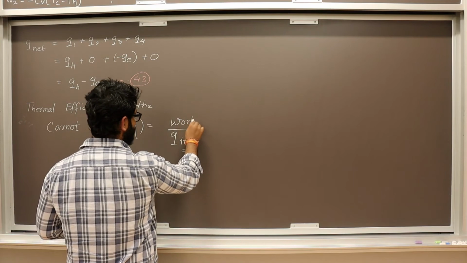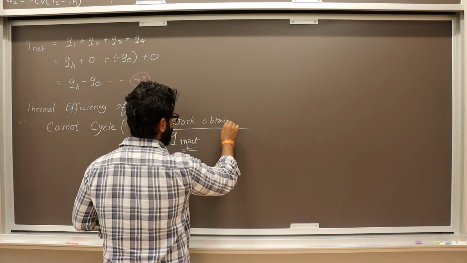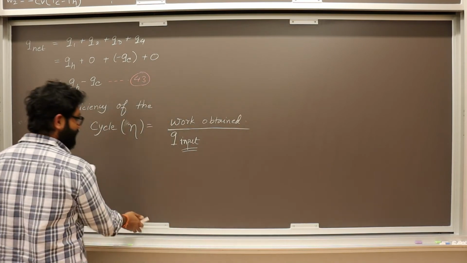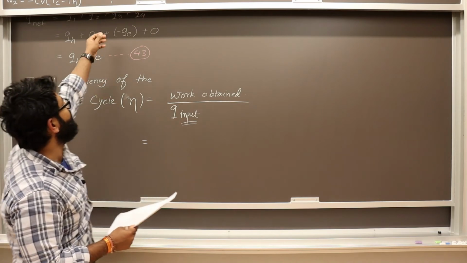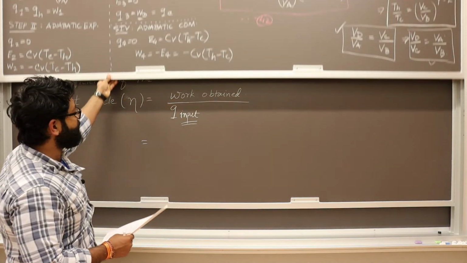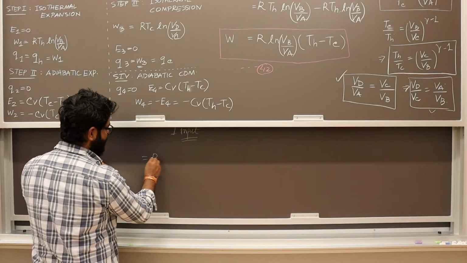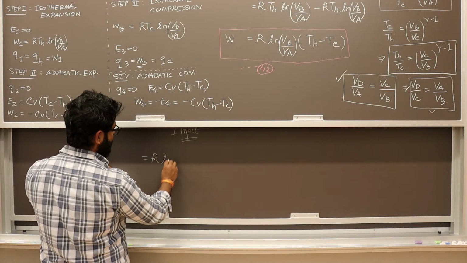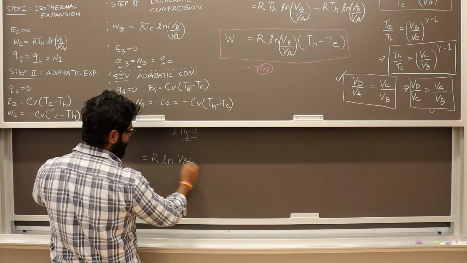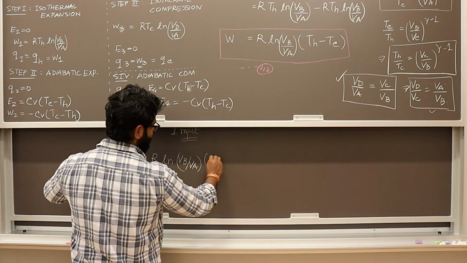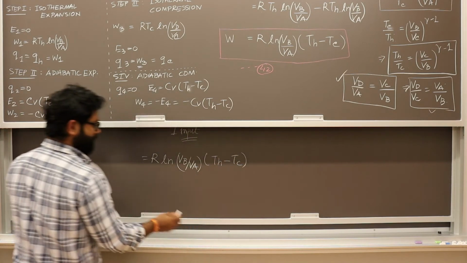So I'll just write work obtained. Now, what is the amount of work obtained? We calculated in here. The net amount of work is this. Okay, so I'll just copy that: R ln(VB/VA) times (TH minus TC).